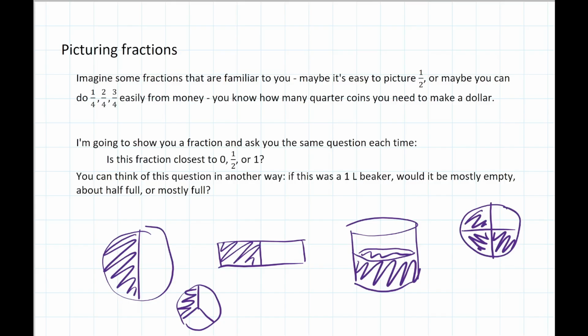Now, I'm going to show you some fractions, and every time, all I want you to think about is: is this closer to 0, or 1/2, or 1? And if it's close to 1, that means it's full, right? Whatever my unit is, we have almost all of it. If it's close to 0, that means I have almost none of it. And then half is somewhere close to half full, or half empty, either way you want to think about it. All right, let's take a look.